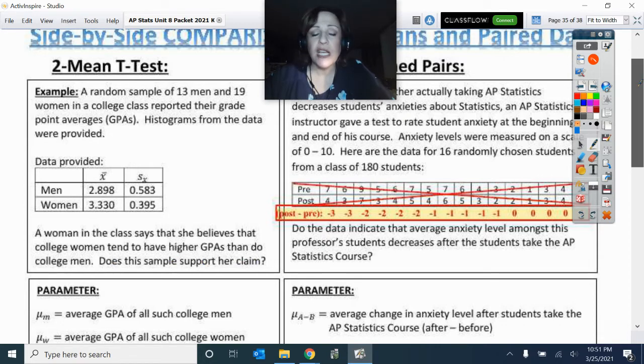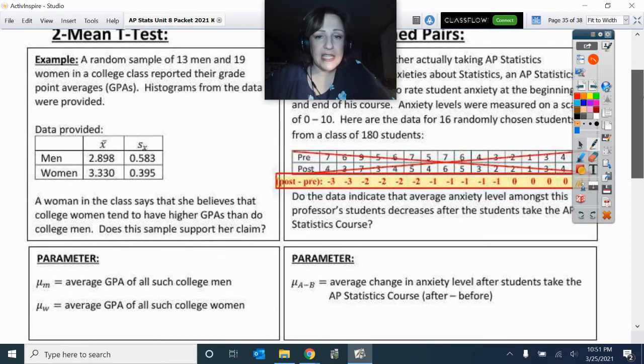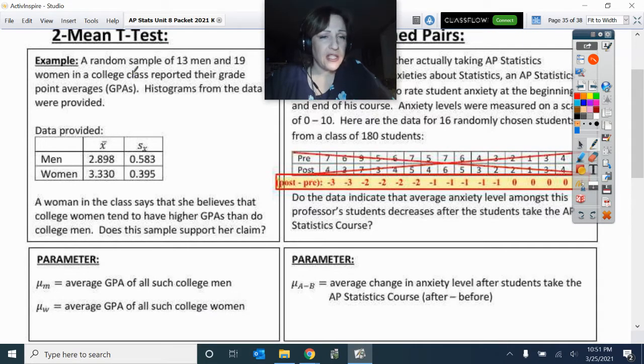Okay. So let's study these first two boxes here, the problem and the parameter. Look at the parameter. We have two independent situations. We have two independent samples, two means. The mu of M is the average GPA of all such college men, and the mu of W is the average GPA of all such college women.